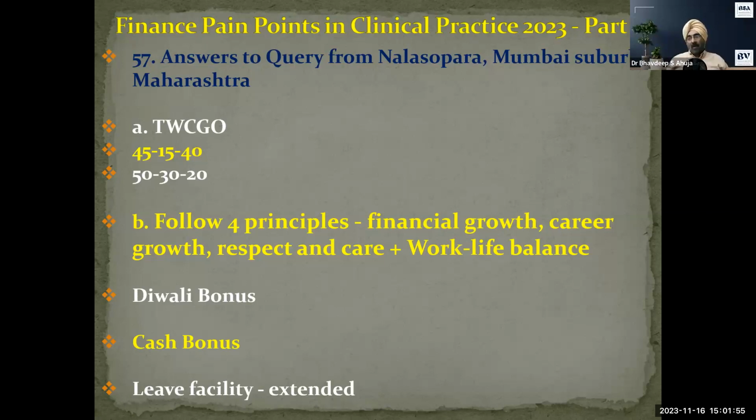TWCGO I have already explained: taxes, wealth, charity, general living expenses, and operational expenses, putting back into business. 45-15-40 is the formula where after your clinic expenses, you come to 45 for your needs, 15 for your wants, 40 for your retirement investment. The standard universal formula is 50 for your needs, 30 for your wants, and 20 for your retirement investment planning.